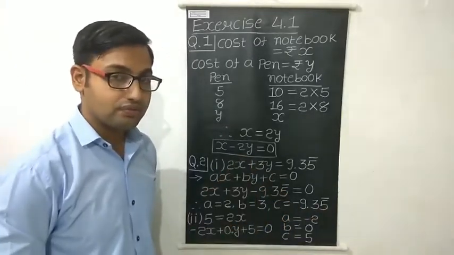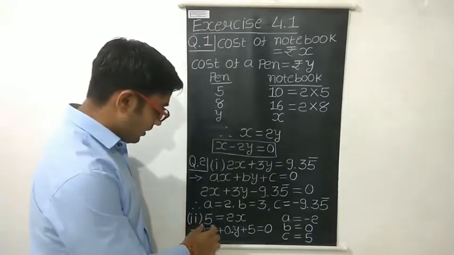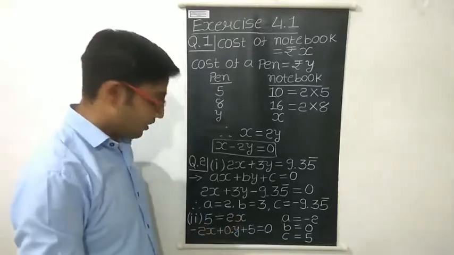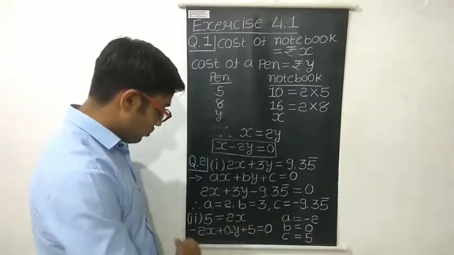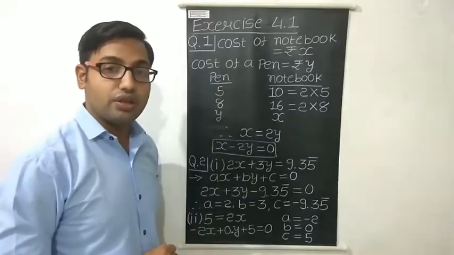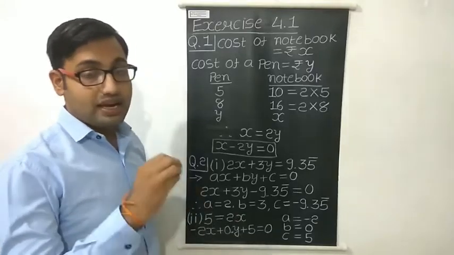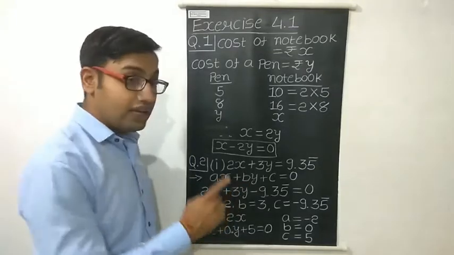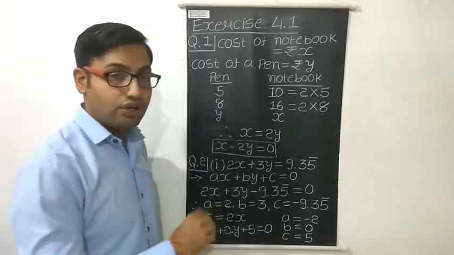9.35 bar. Okay, let us see one more question, that is 5 is equal to 2x. Now in 5 is equal to 2x, first of all there must be 0 on the right hand side, so take the 2x to the left hand side. So 2x will become minus. Now notice here that y is not there, the second variable is not there. That means the coefficient b must be 0. So we can write it as plus 0 into y.